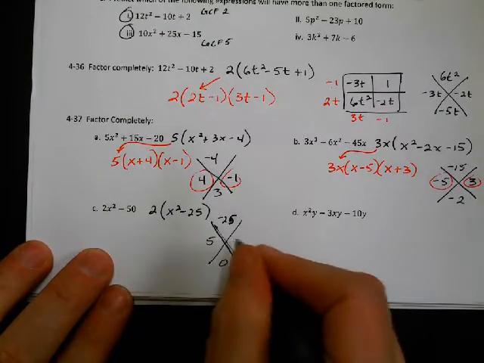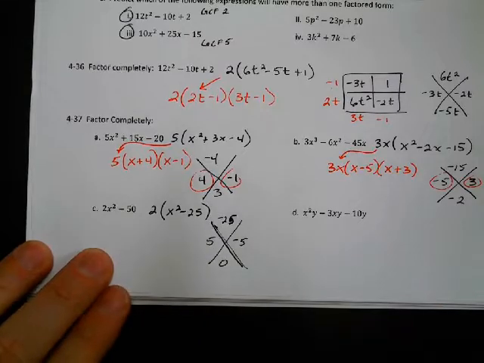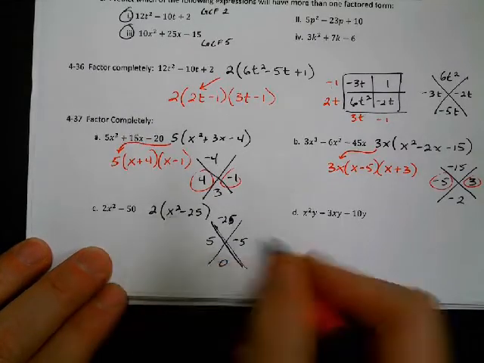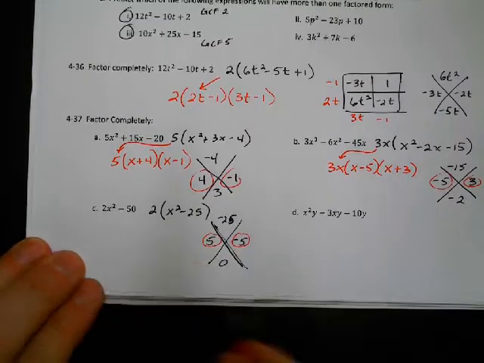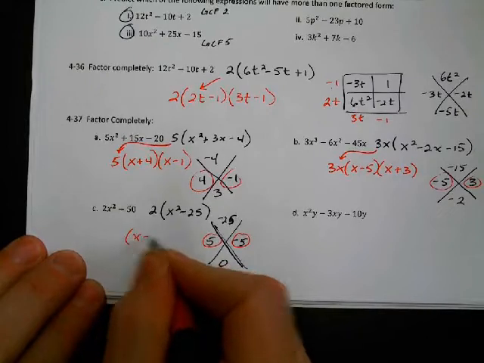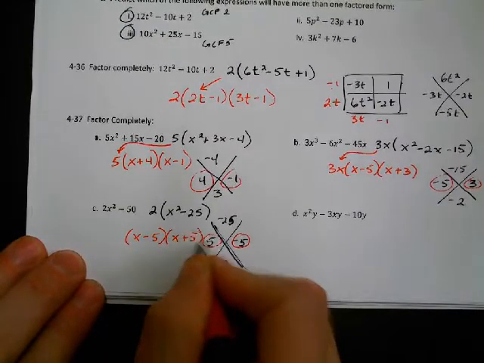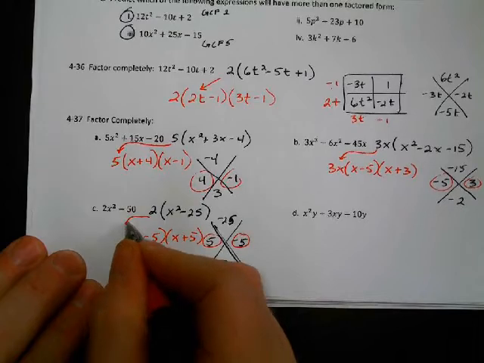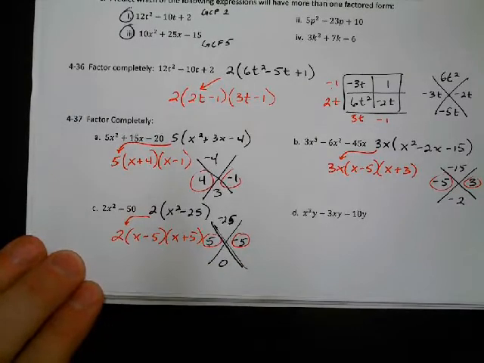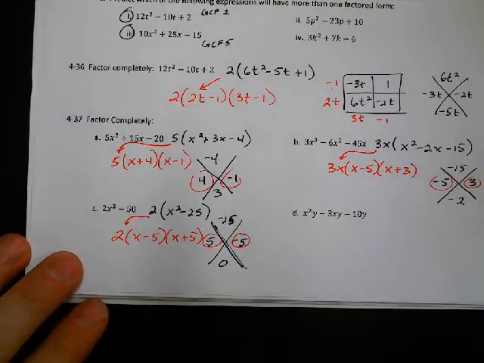So since we don't have a leading coefficient, I can just take these two numbers and do x minus 5, x plus 5, but we can't forget to keep the 2. There you go. Made up a song just for you. It's beautiful. All right, last one.